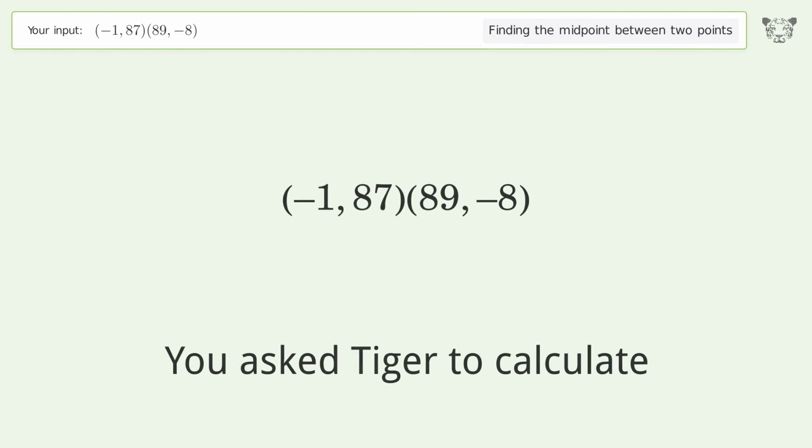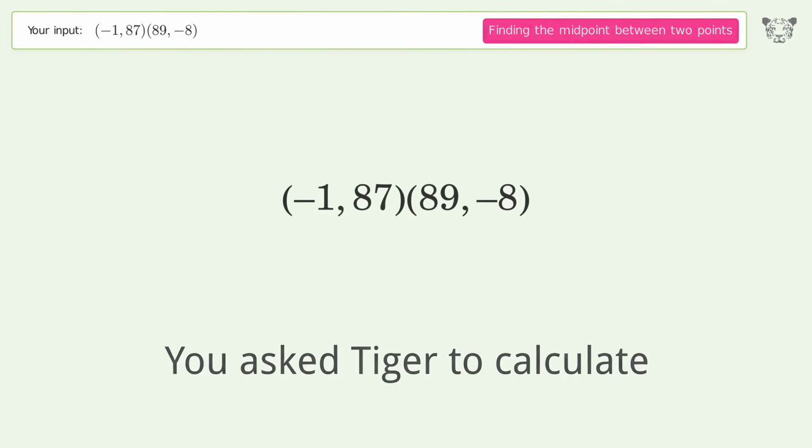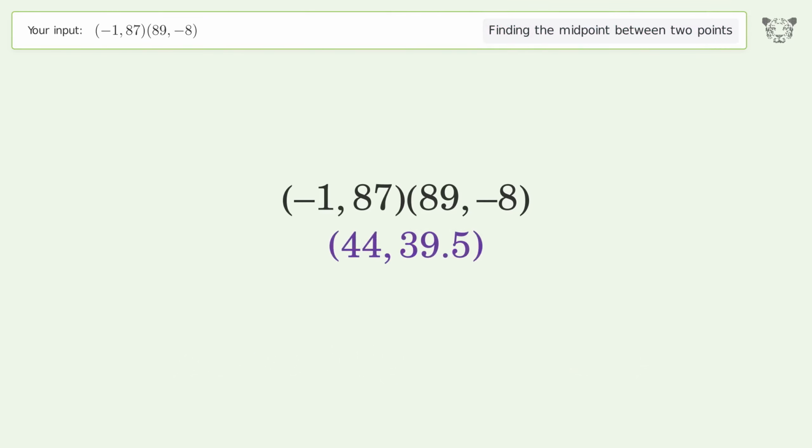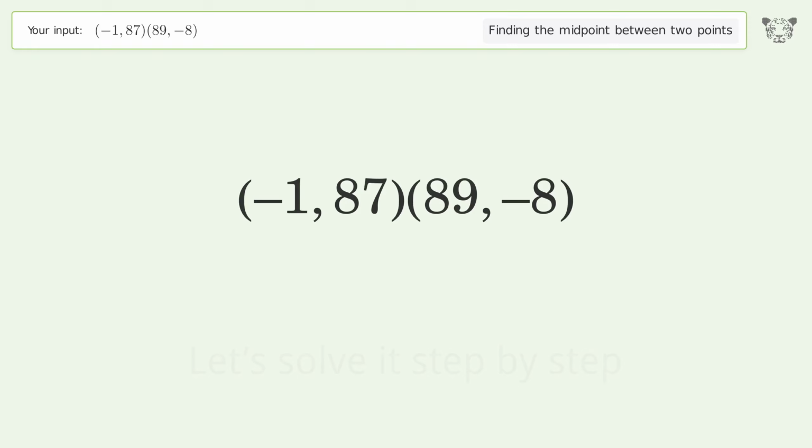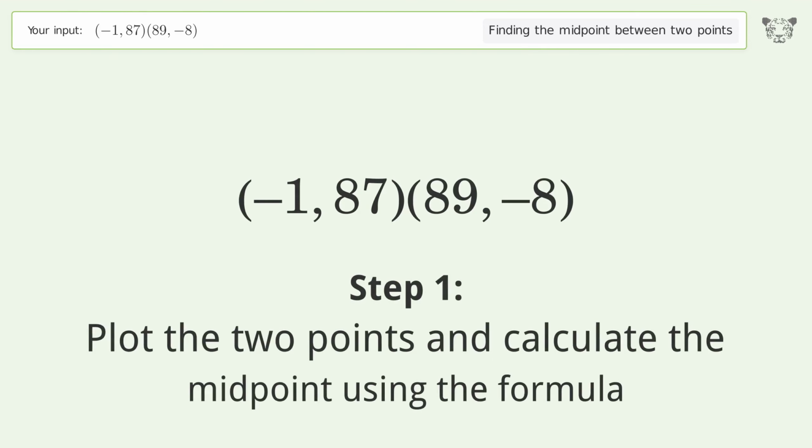You ask Tiger to calculate. This deals with finding the midpoint between 2 points. The midpoint between the 2 points is 44, 39.5. Let's solve it step by step. Plot the 2 points and calculate the midpoint using the formula.